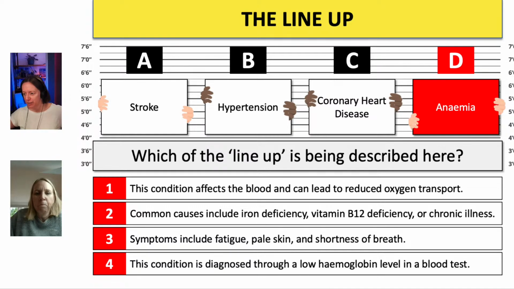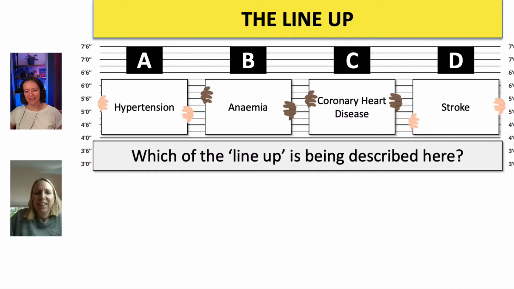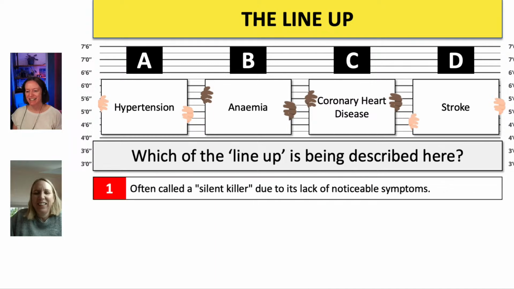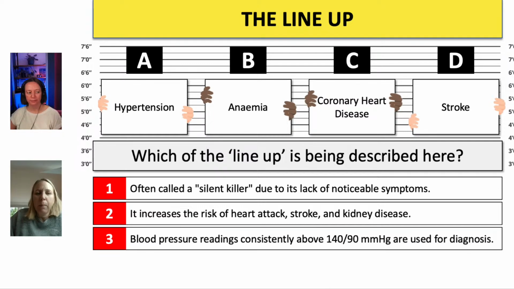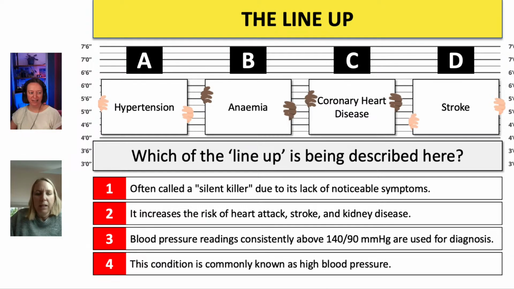Okay, I think it's fairly obvious what the last one is, but let's check the clues to make sure. So clue 1, Lynn. Yeah, it's often called a silent killer due to its lack of notable symptoms, which is really interesting, isn't it? It increases the risk of heart attack, stroke, and kidney disease. So it's very much linked to those conditions as well. Its blood pressure readings consistently above 140/90 are used for diagnosis. Okay. And this condition is commonly known as high blood pressure.